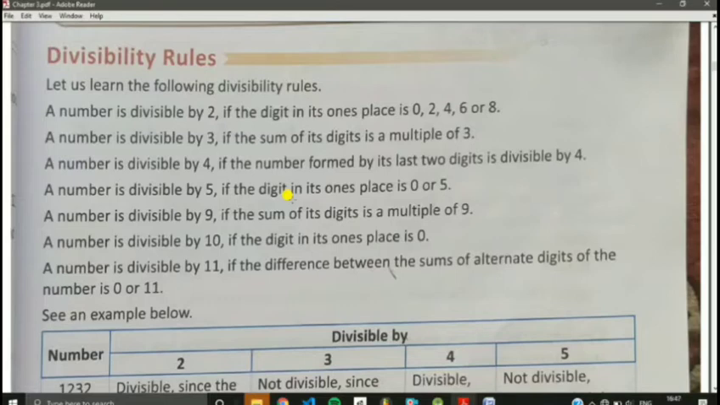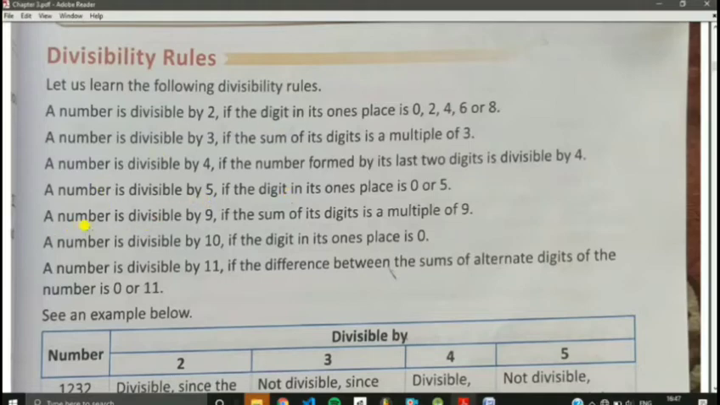If you find 0 or 5 in the last place, that is the ones place, then the whole number is divisible by 5. But if you find 1, 3, 4, 7 or 9 instead of 0 and 5, then the given number will not be completely divisible by 5, but some remainder will be left, so not divisible. But when the last number is 0 or 5, yes, remainder will be 0, so yes, it is divisible. So this is the meaning of the divisibility rule of 5.